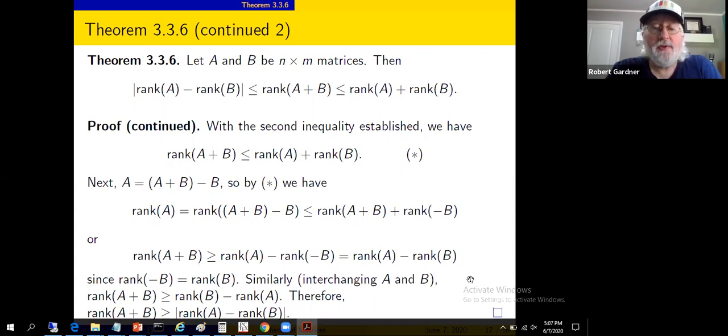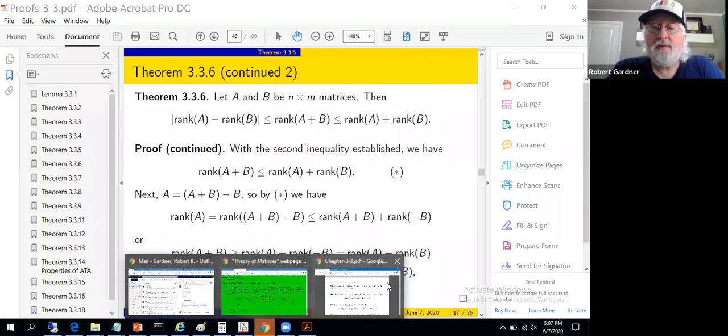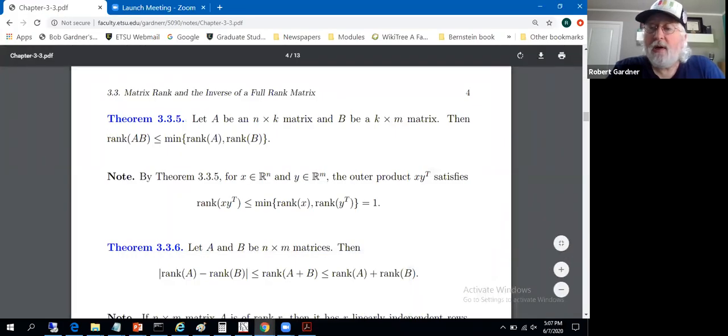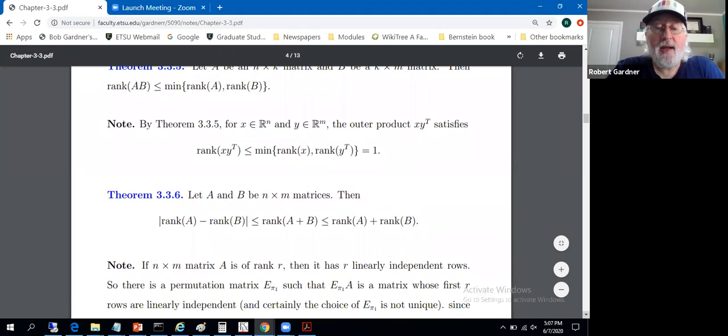All we've got to do is interchange the roles of A and B up here and recycle this argument, and then we'll get the rank of B plus A is greater than or equal to the rank of B minus the rank of A, establishing the inequality as a lower bound as needed. All right, so back to the notes. There's some behaviors on ranks.